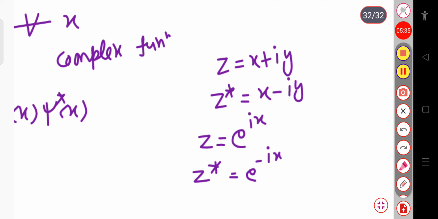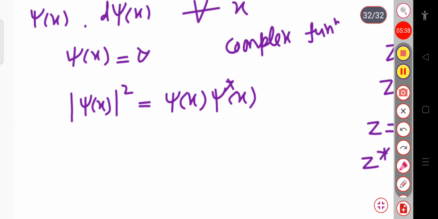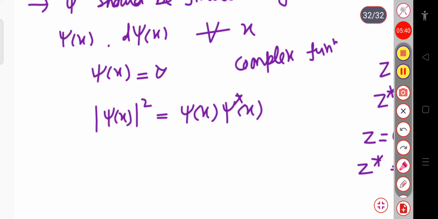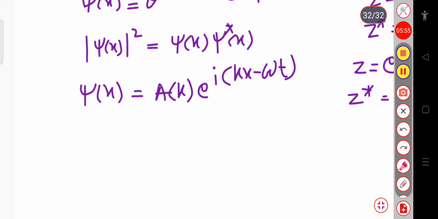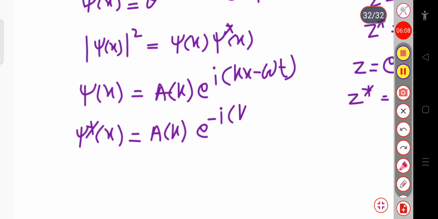So in this way, if psi is a complex function, its conjugate will be, when I write psi of x as some A of k, that is the amplitude, into exponential iota (kx minus omega t), then its complex conjugate, that is psi star of x, can be written as A of k into the exponential, where the iota term simply goes to minus iota, whole into (kx minus omega t). Okay, this is the conjugate.